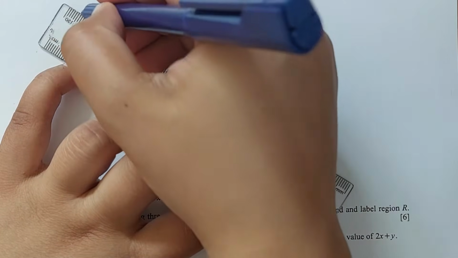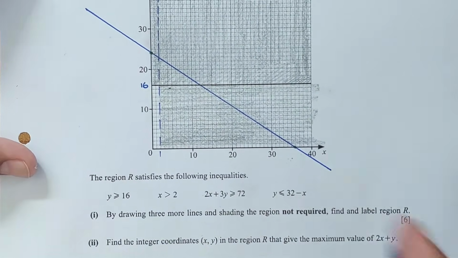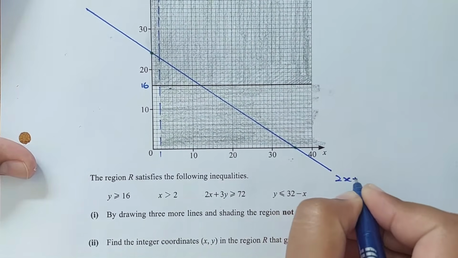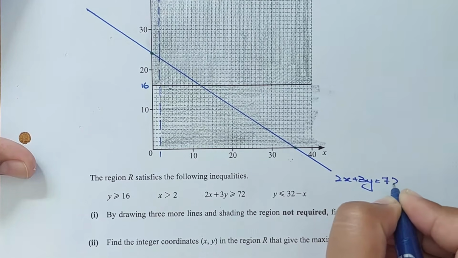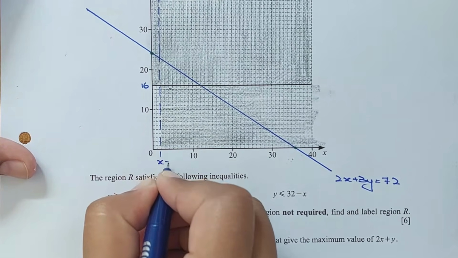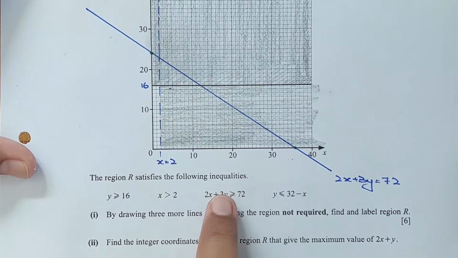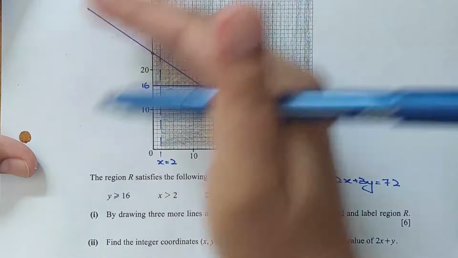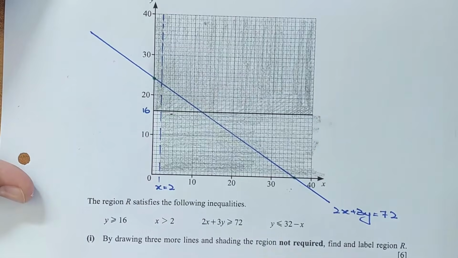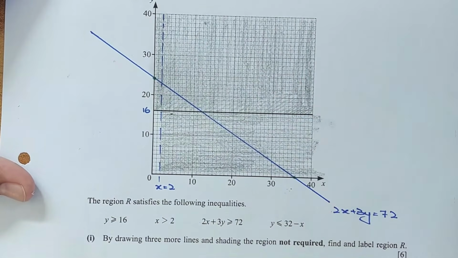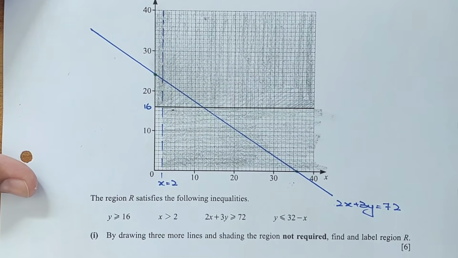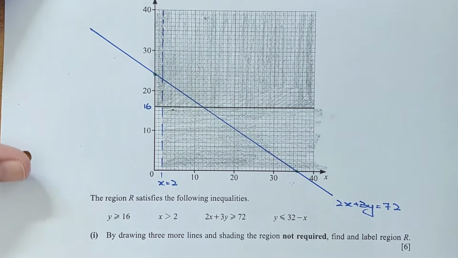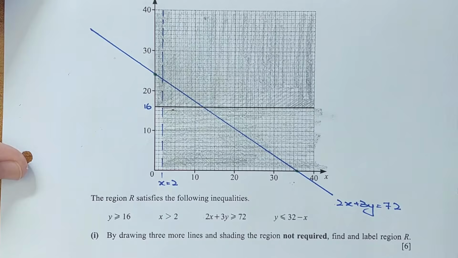Okay, this is 2x plus 3y equals 72, and this is x equals 2, right? And it is greater than 72, so the upper portion is going to be shaded, which is already given, shaded, right? The next inequality is y is less than or equal to 32 minus x.